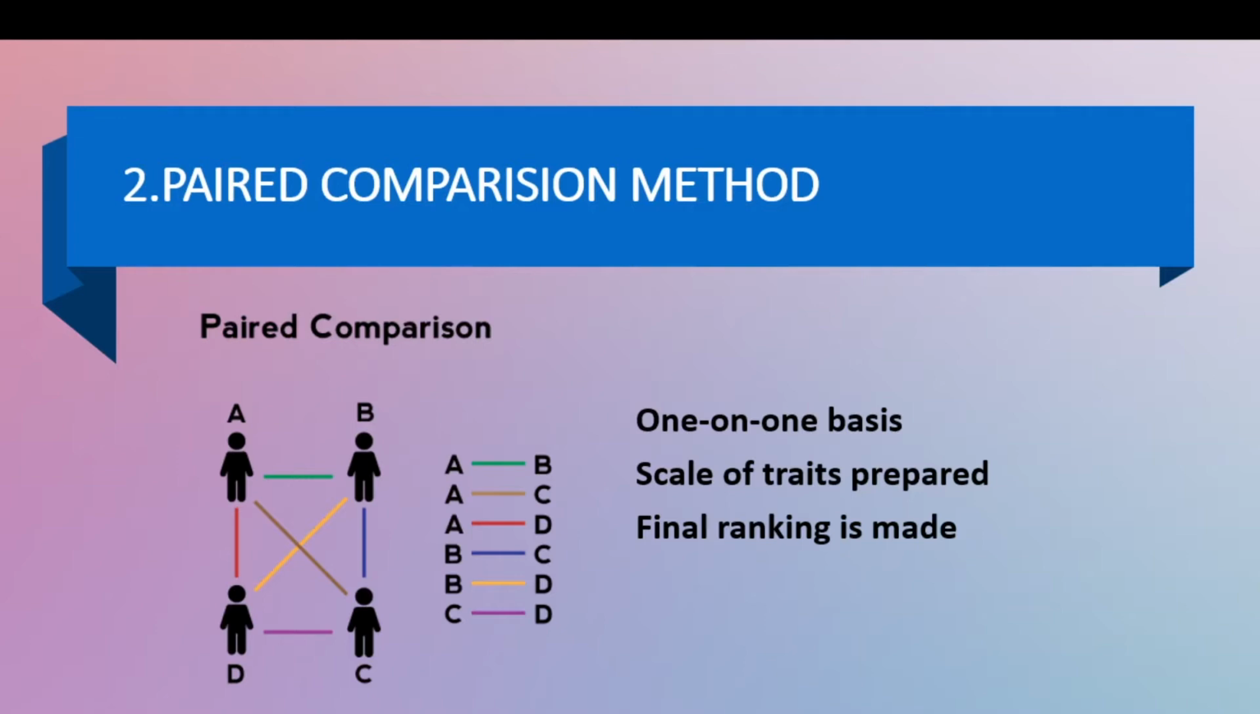If A is better than B, a positive will be marked against him, and if A is not as good as C, a negative will be marked. The number of comparisons can be calculated by the formula n(n-1)/2, where n represents the total number of employees being evaluated. Assume C has the most positives, and hence he will be ranked first.